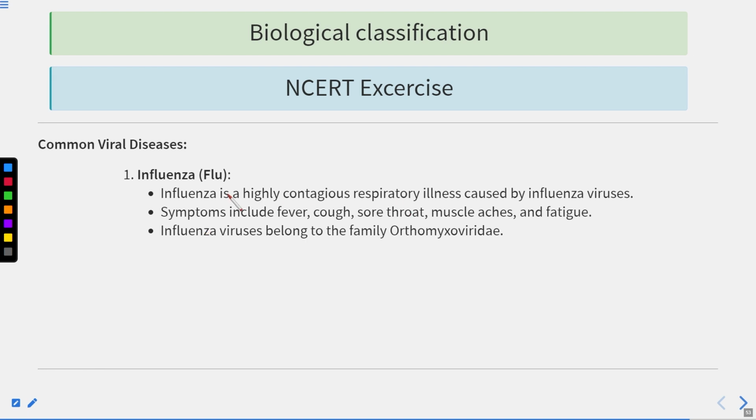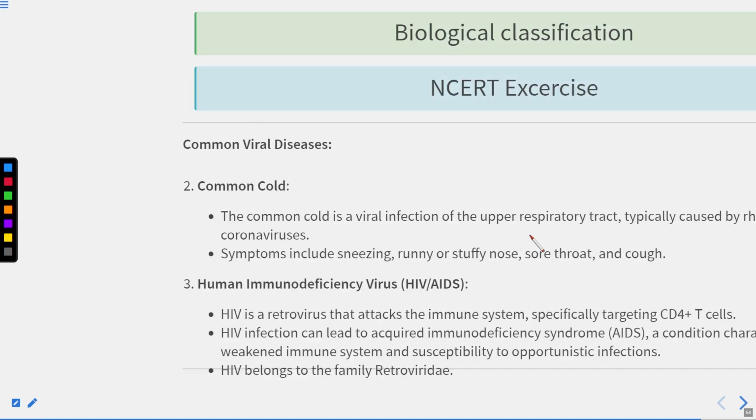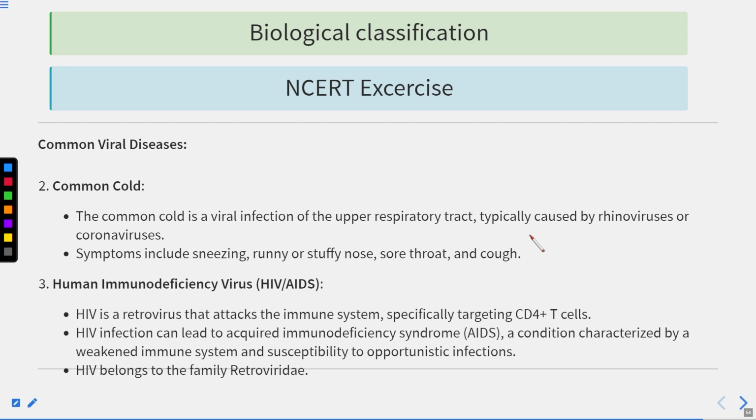Among common viral diseases, influenza is one. Influenza is a highly contagious respiratory illness caused by the influenza virus. Symptoms include fever, cough, sore throat, muscle ache, and fatigue. The influenza virus belongs to the family Orthomyxoviridae. Another disease is the common cold, which is again a viral infection of the upper respiratory tract, typically caused by rhinoviruses or coronaviruses. Symptoms include sneezing, runny or stuffy nose, sore throat, and cough.